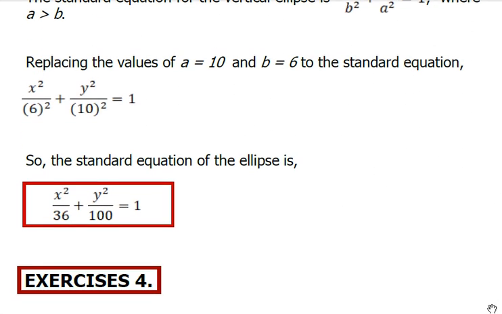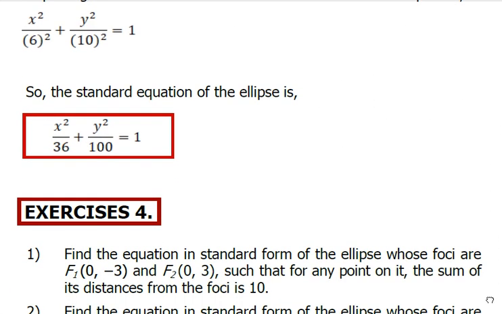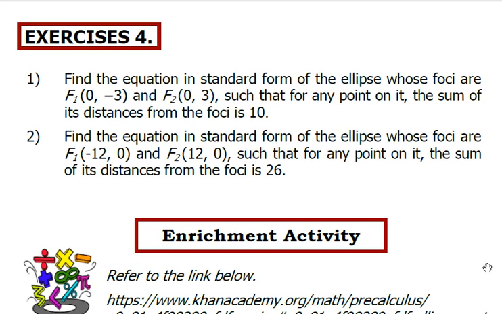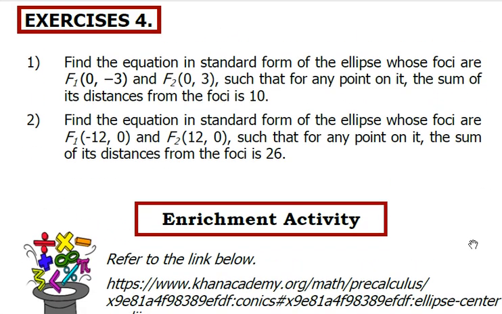So I have to proceed with exercise 4. Okay, here. We have to find an equation in standard form of the ellipse whose foci are given with coordinates 0, negative 3, and 0, 3, such that for any point on the ellipse, the sum of its distances from the foci is 10.